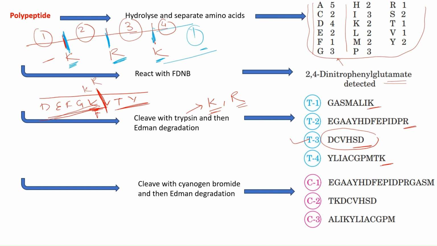Similarly, for cyanogen bromide, the cleavage point is methionine. In C1, methionine is there at the last. In C3, methionine is there at the last. But in C2, there is no methionine at the last. That means C2 is the last fragment.